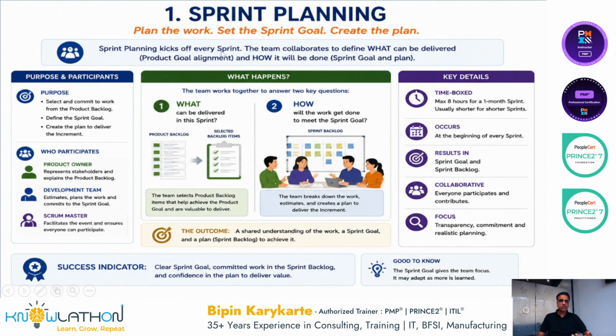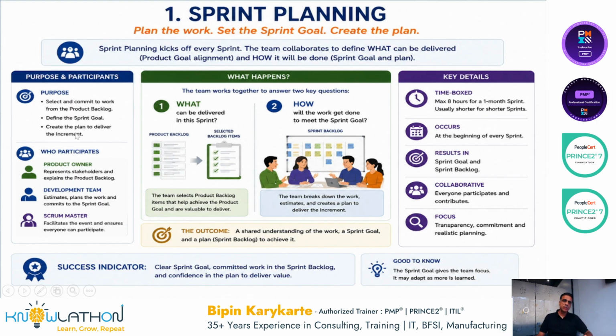Before we go to the purpose, let's understand a few things. Sprint planning kicks off before the sprint. Every sprint has a sprint planning phase. Once you plan, only then you start the sprint. The team collaborates to define what can be delivered, that is product goal alignment, and how it will be done, that is sprint goal and plan. So the purpose is to define the sprint goal and create the plan to deliver the increment.